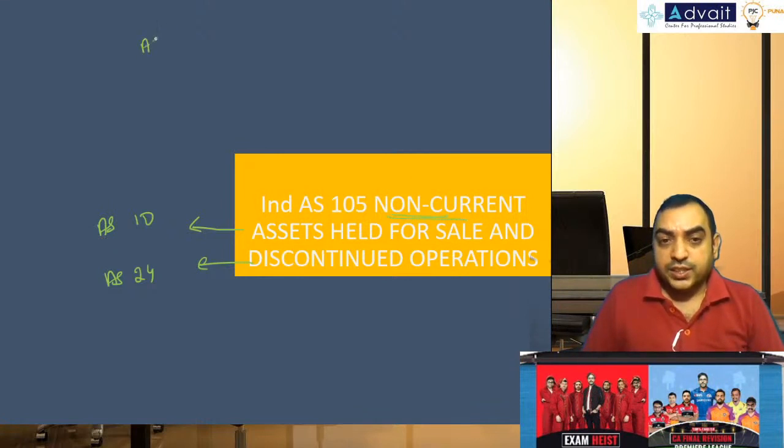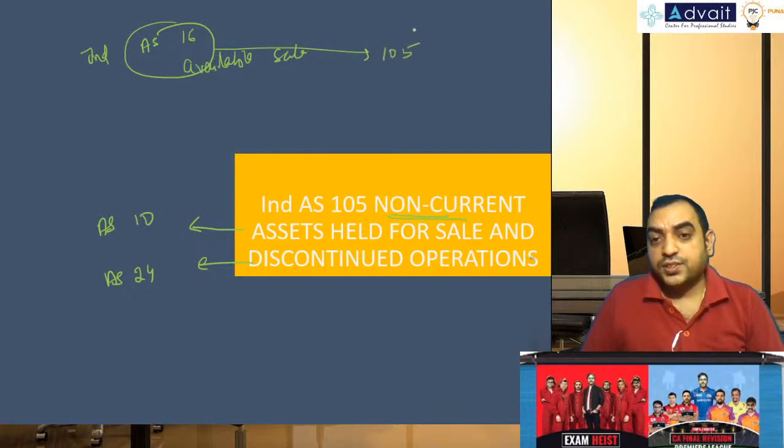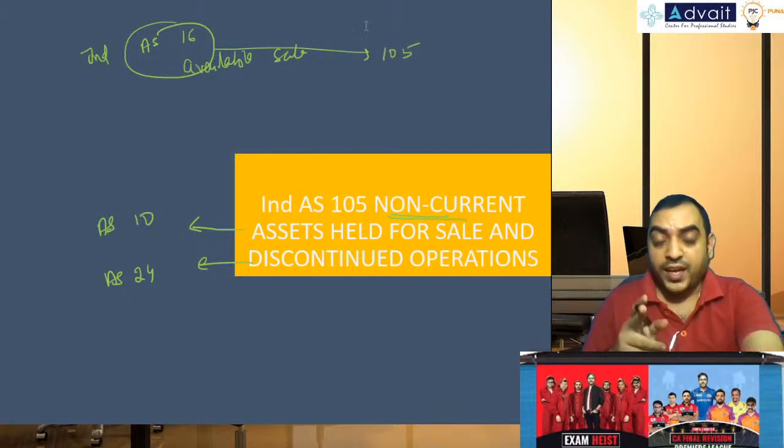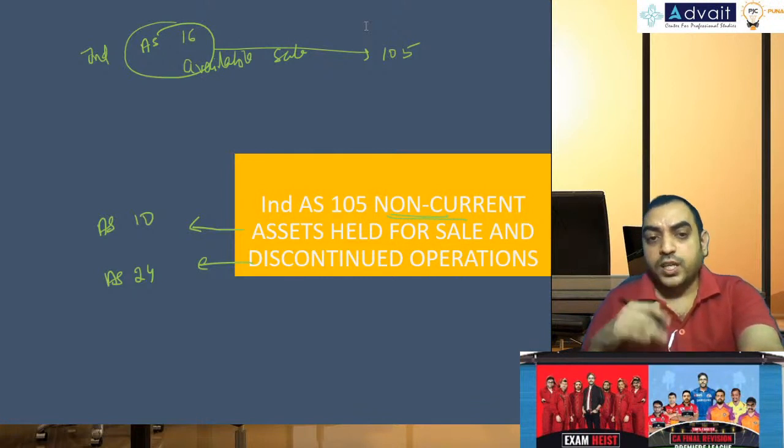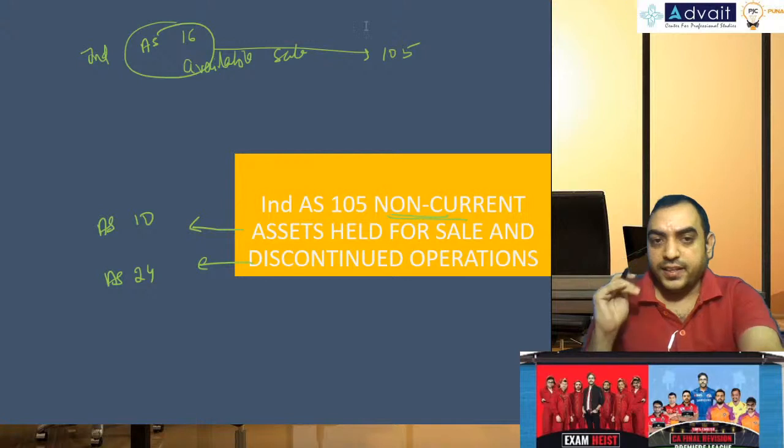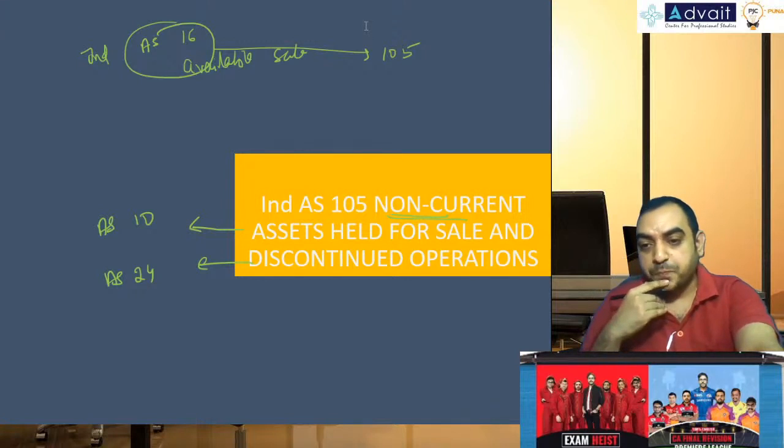So in Ind AS 16, once an asset is available for sale, it will be moved out of this and it will come to Ind AS 105. We have discussed this during PPE also. Now once it comes to this standard, Ind AS 105 applies.